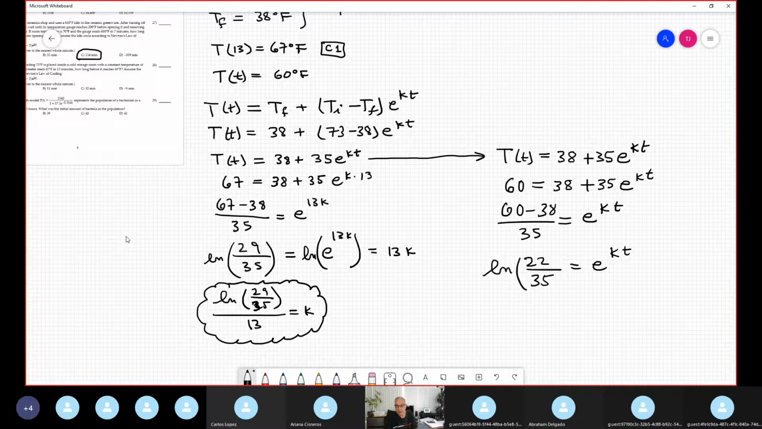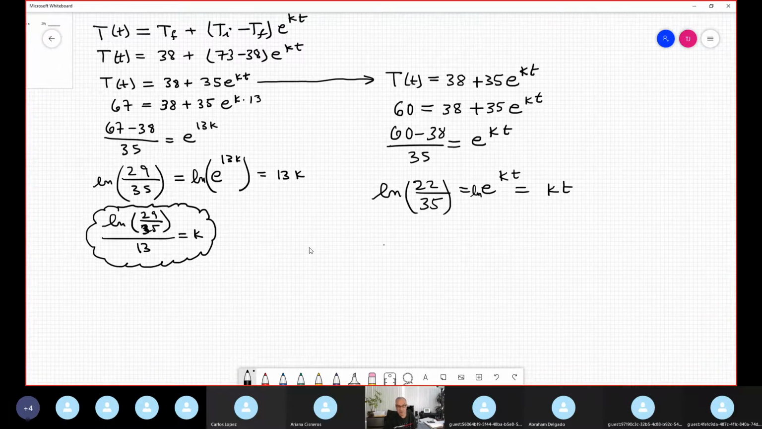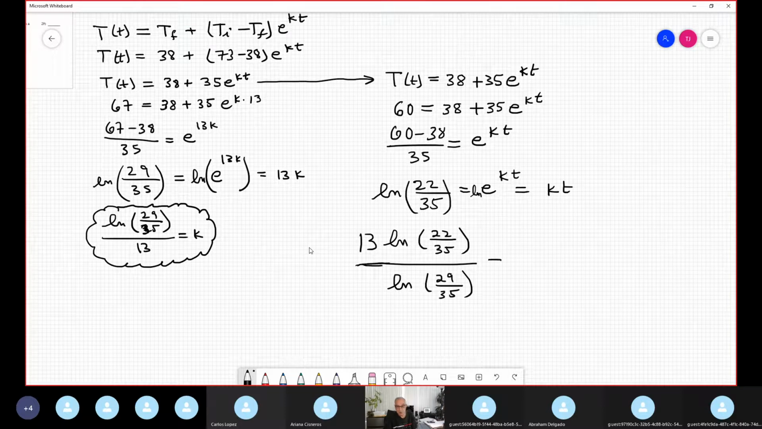Apply the natural logarithm again on both sides. Okay, we have kt, because I know very well that they cancel each other. Now, t, my goal, is the natural logarithm of 22 over 35 divided by k. And who is k? K is the natural logarithm of 29 over 35 divided by 13. And if you want that 13, you put it here in the top. Equal t. Okay, so you compute.